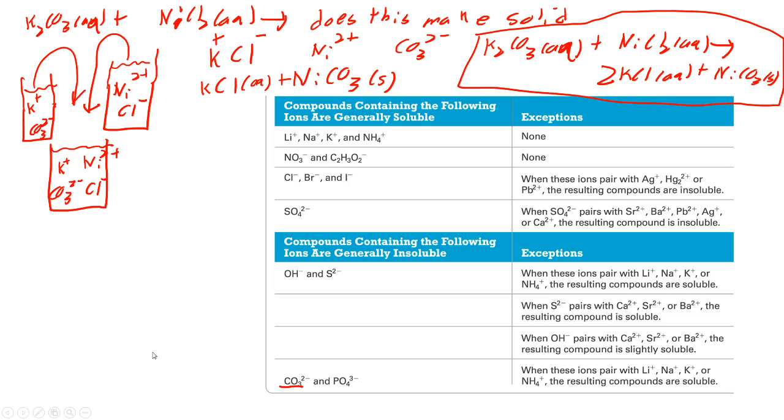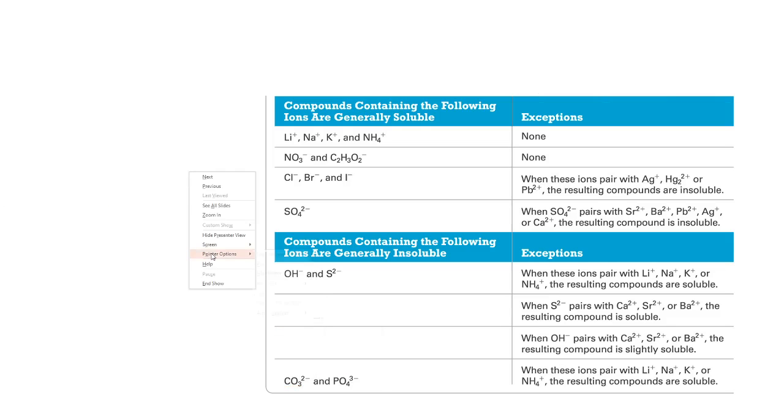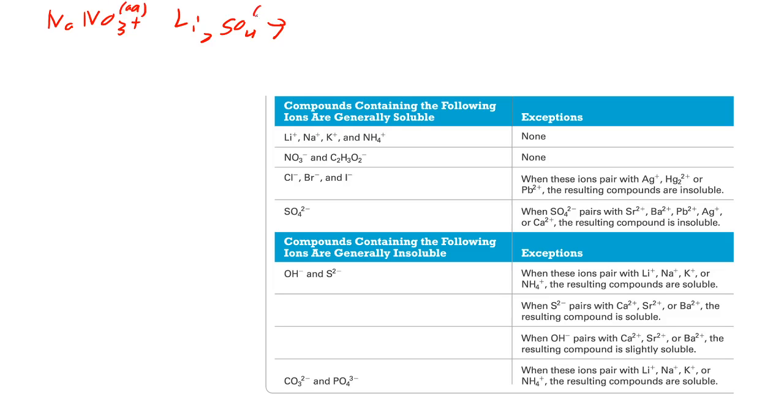So now, let's get a second example for you to try. I want you to try this one, and then we'll go over it. So let's look at sodium nitrate plus lithium sulfate. These are both aqueous, I'll just go ahead and tell you. Is there a chemical reaction? And if so, what's the balanced chemical equation for it? So pause me and give this a try.